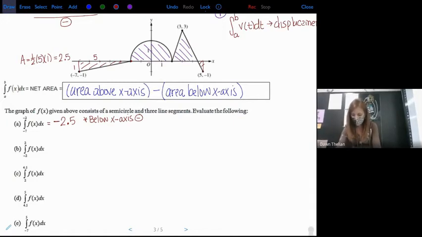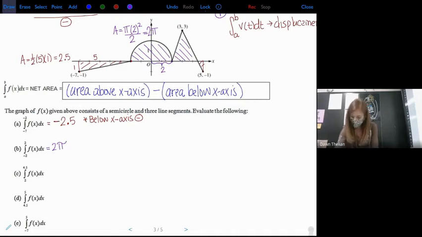Then the next one is taking us from -2 to 2. Well, that's our semicircle piece. So the area of our semicircle is pi times this radius, which is 2, squared. And now I'm dividing by 2, not 4, because it's the whole half a circle. So 2 squared is 4 divided by 2. So I'm going to get 2 pi, and this is above the x-axis. Good.